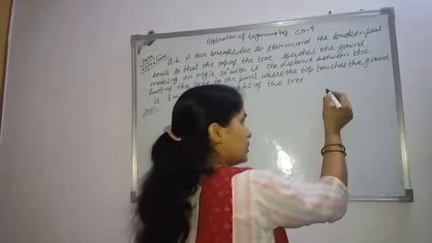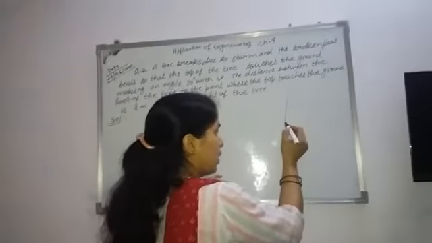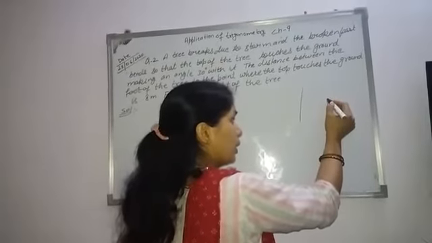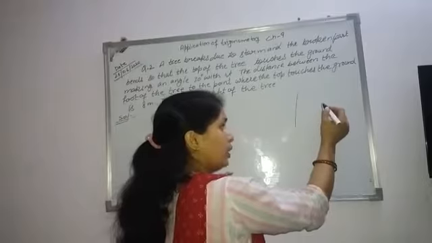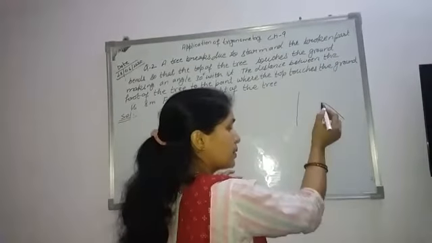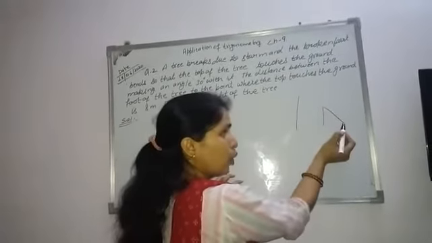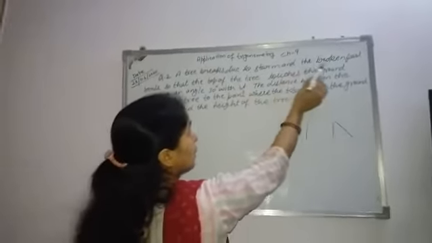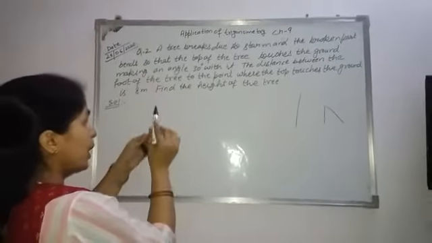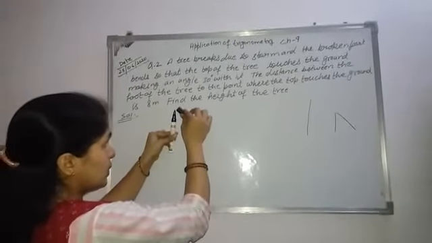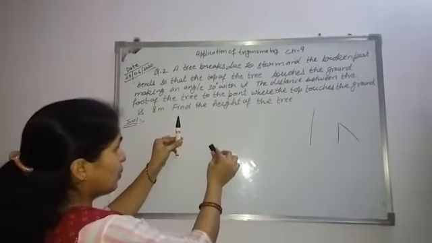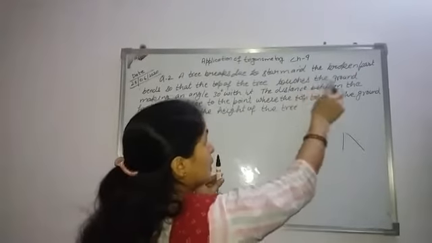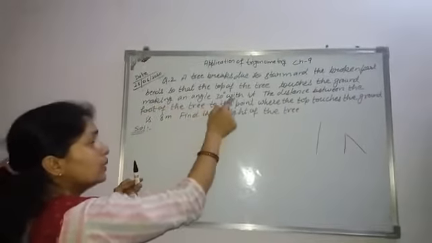In this case, suppose this is the tree. This is the height of the tree. Due to storm, this tree breaks down and the top of the tree touches the ground. Suppose it bends in this manner and the top of the tree touches the ground. They are saying that due to storm the broken part bends, so suppose this is the broken part, and this broken part bends so that the top of the tree touches the ground, making an angle of 30 degrees with it.